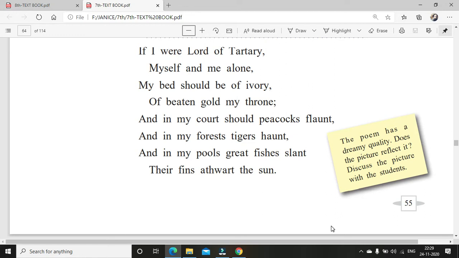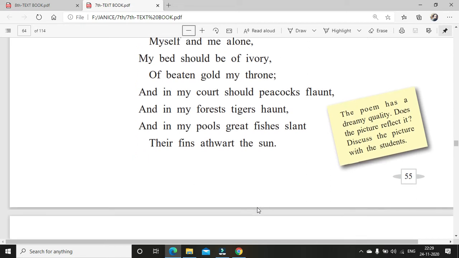So what is happening is the fins of the fish are almost like blocking, just as I told you in the example of the desk, the sunlight. Okay, so where was I? Yes. So this is the first stanza where he's dreaming of all this. Now we move on to the second stanza.